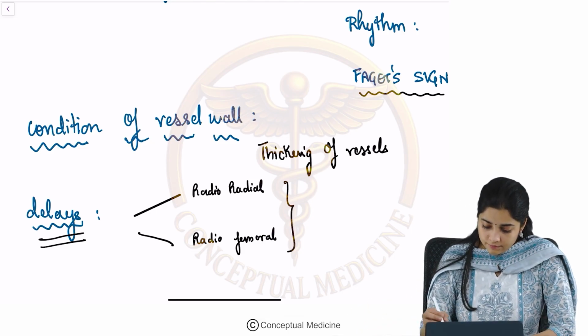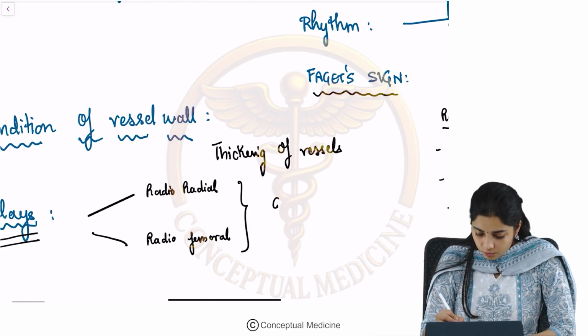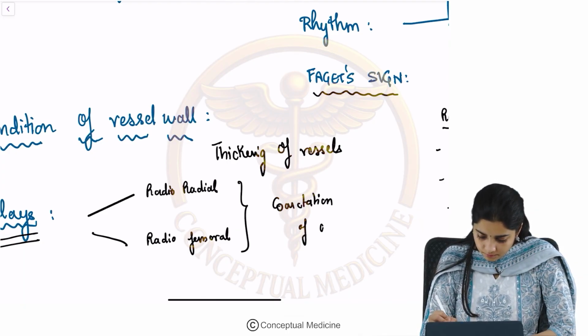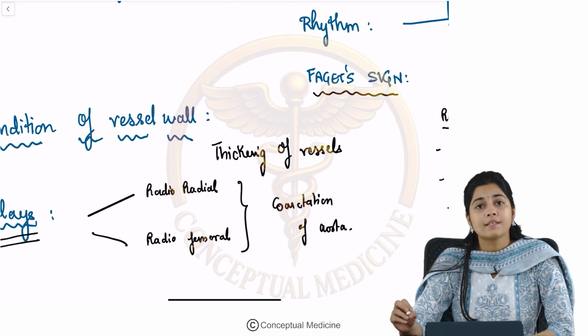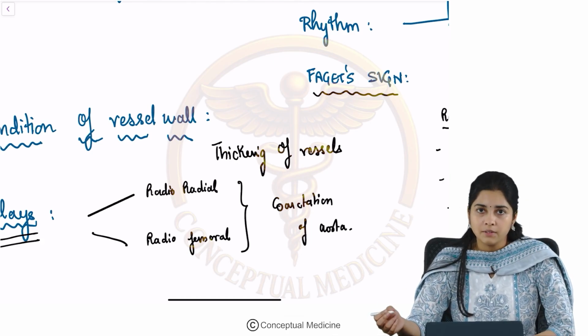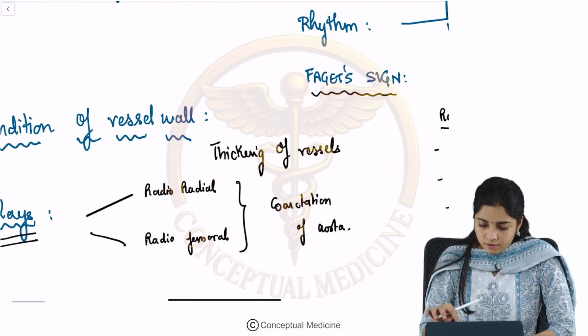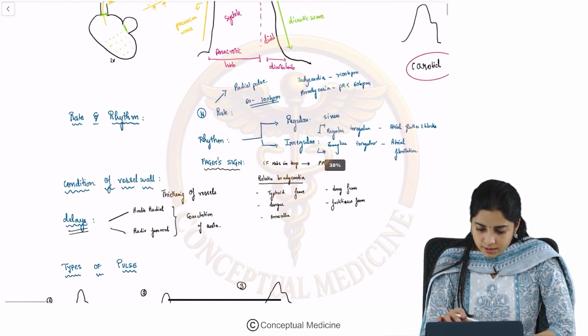So where is this found? This can be found in coarctation of aorta. Okay? Fine. So what all have we learned here?